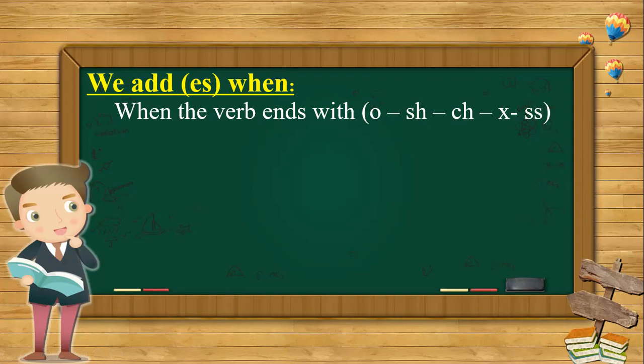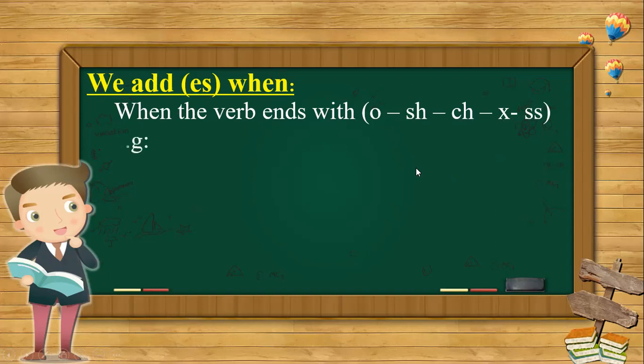All of this we talk about when the subject is he, she, or it. When we want to add s, in this case we don't add s, we add es. What is this case again? When the verb ends with one of these letters: o, sh, ch, x, ss.